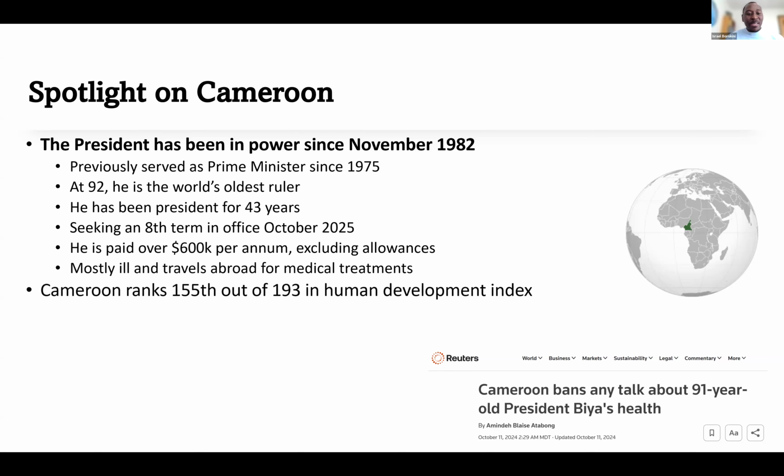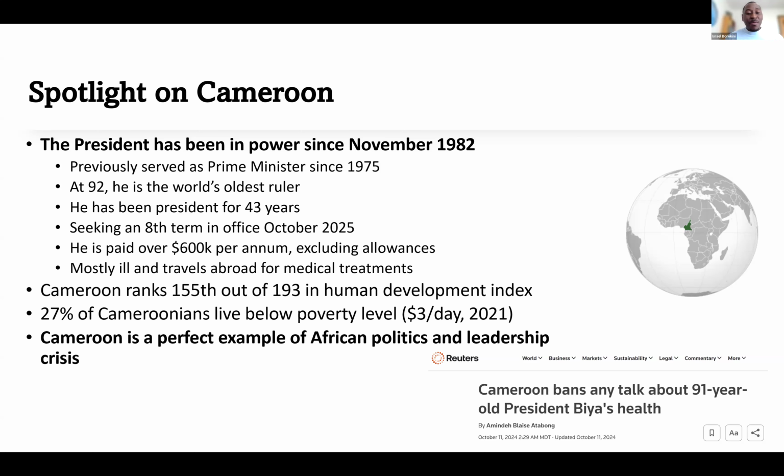And then because he's old, he's not able to do much administration. And so does it surprise you that Cameroon ranks 155th among 193 countries in the Human Development Index? Does it surprise you that almost 30% of Cameroonians live below the poverty level? But it's not just Cameroon. Cameroon is just a perfect example of the African leadership and politics crisis, where so many people amass wealth for themselves in leadership, leaving nothing left for research and development.